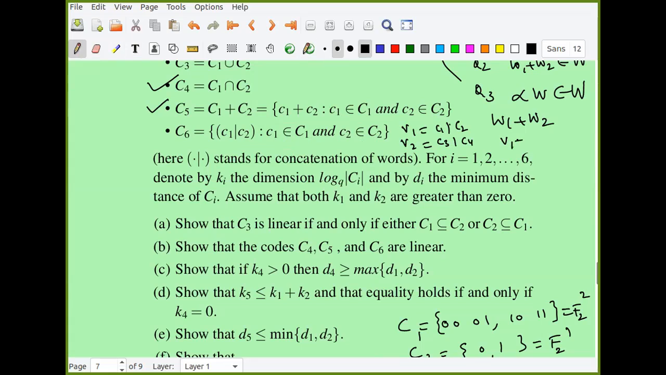Now what is V1 plus V2? Is it also coming from the concatenation of some vectors in C1 and C2? What is that? C1 plus C3 concatenated with C2 plus C4. So it's easy to see, right? That's what I'm saying. Now, if I have this vector, is its scalar multiple also there? Yes, that comes from the scalar multiple of the first two, right? So it is easy to see that it is a linear code.